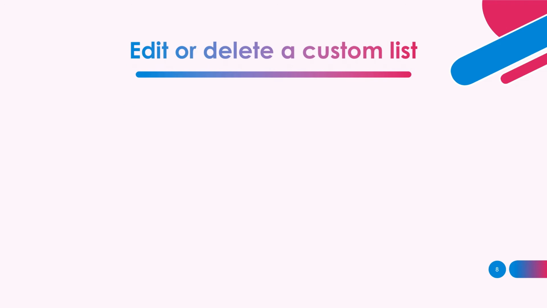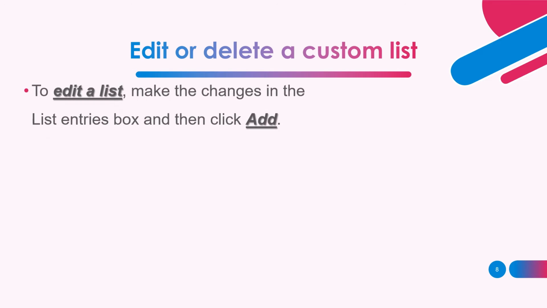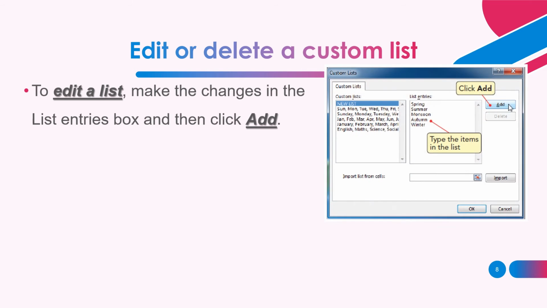How to edit or delete a custom list. First let's see how to edit a custom list. To edit a list, make the changes in the list entries box and then click add. Follow the same steps and open the custom list dialog box, and in that you have to click the list which you want to edit. For example, English, Maths, Science, Social. You have to select that list first and then edit it. For example, if you want to remove one subject or add one subject, you can do it in the list entries box and then click add.